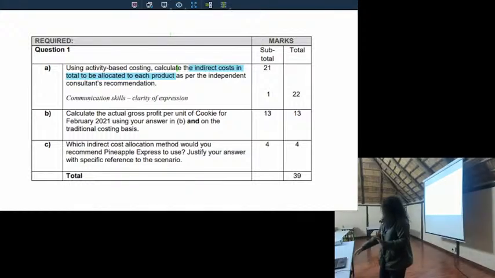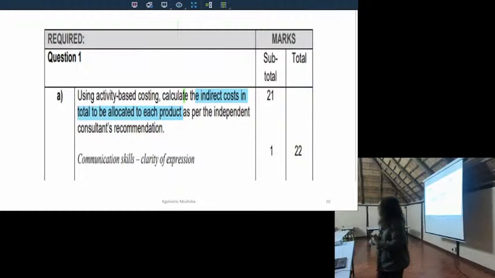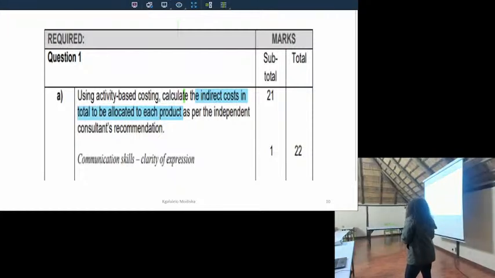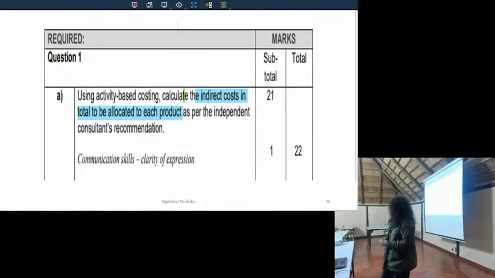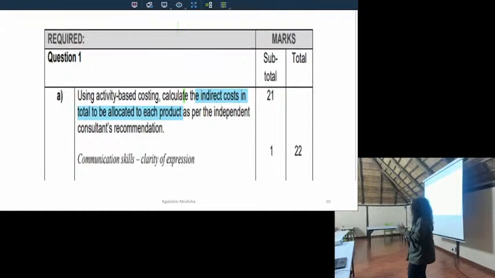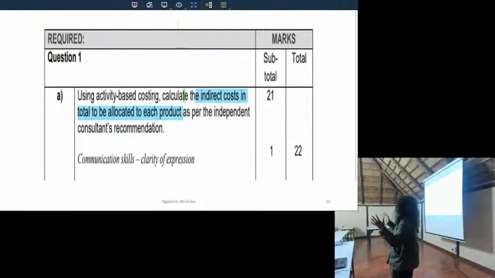Okay, they asked you in the first required, using activity-based costing, calculate the indirect costs in total to be allocated to each product as per the independent consultant's recommendation. How would you have tackled that? So I'm asking you to use activity-based costing. We've identified what we needed, but how would you have structured it?